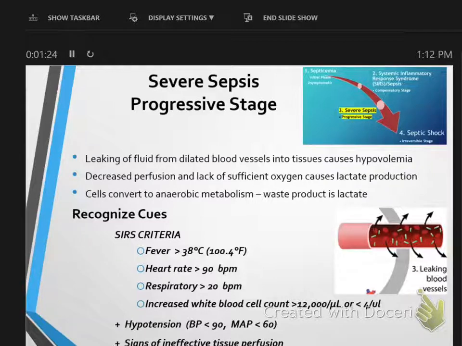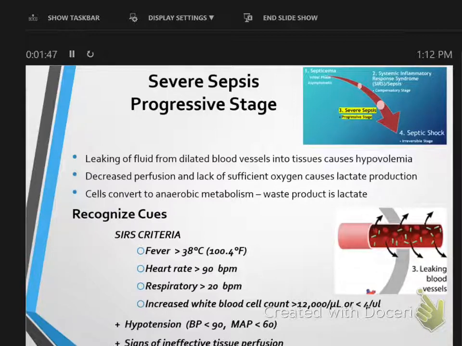We're going to ask, is there a source of infection? Oh, yeah, they had surgery 2 days ago. Okay, you're probably meeting sepsis criteria. Of course, we'll go through it: hey, their blood pressure's low, but I bet their heart rate's high, I bet their respiratory rate's high, I bet they're on oxygen. So we get a set of labs to see how far we are. But we're probably in this progressive stage.